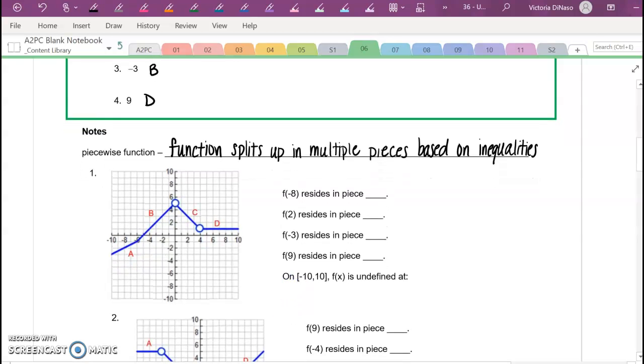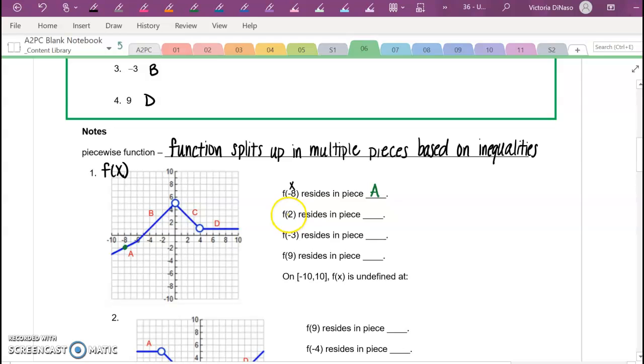So in number 1, this is an example of a piecewise function. Now we have 1, 2, 3, 4 lines, and this all connects to each other, making it one function. So we could call this function f of x, the line. The name is f. Okay, so we're going to figure out for f of -8 which piece it resides in, A, B, C, or D. So this is an x value, -8. So I'm going to go to the graph and we're going to look at -8, where's -8? And it looks like it resides in piece A.